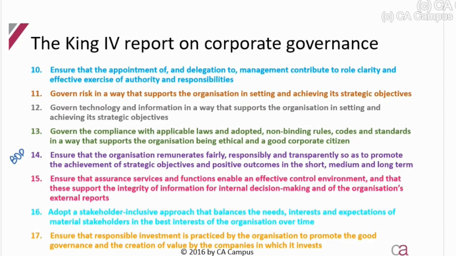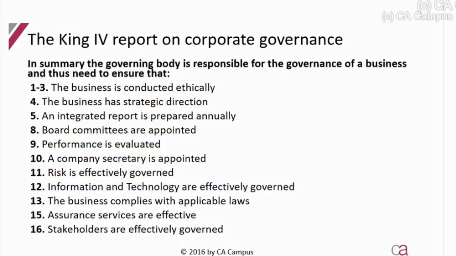So, let's see how I've gone and structured it. I've said we're going to summarize it into the roles and the responsibilities of the governing body, which is ultimately ensuring all the principles per King are met. I've combined 1, 2, 3, and I've said the business must be conducted ethically. We'll then look at certain recommended practice that can help the business to be conducted ethically. With regards to the strategic direction, I said, okay, it's principle 4. What do they need to do with regards to that direction?